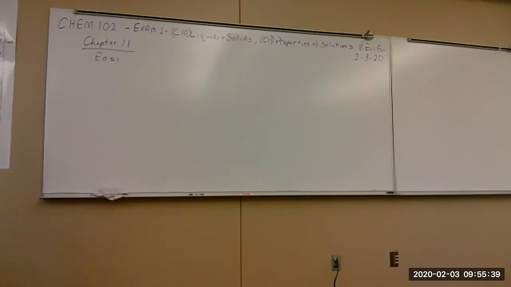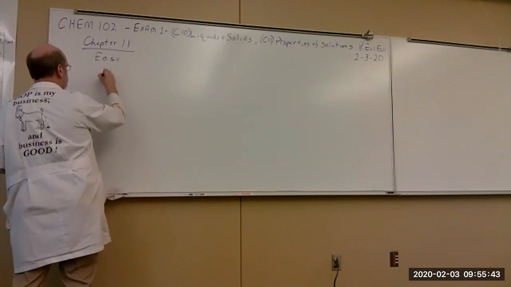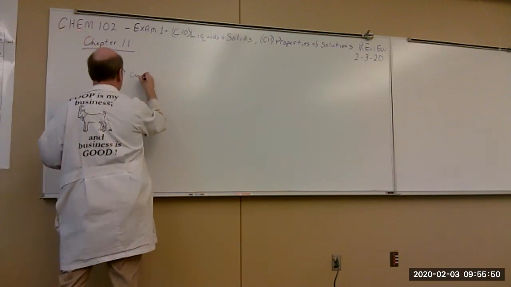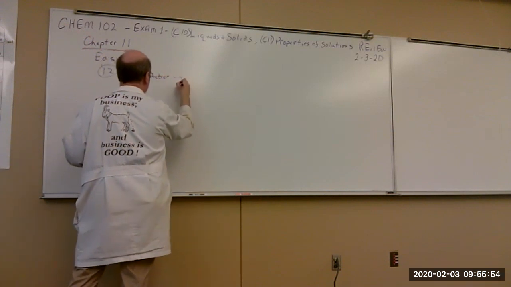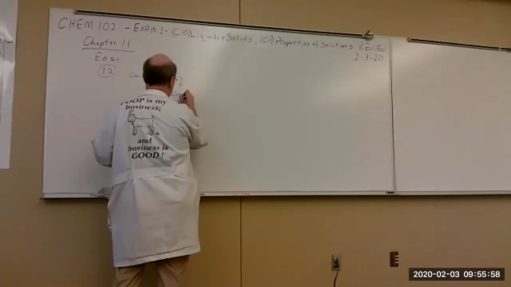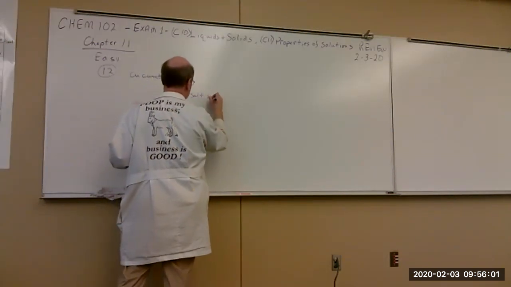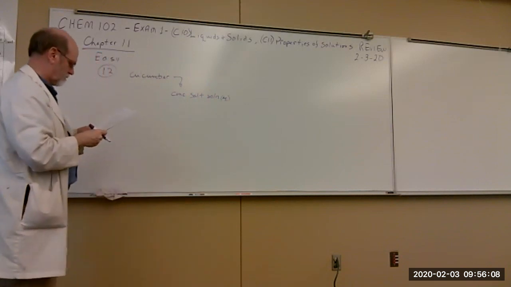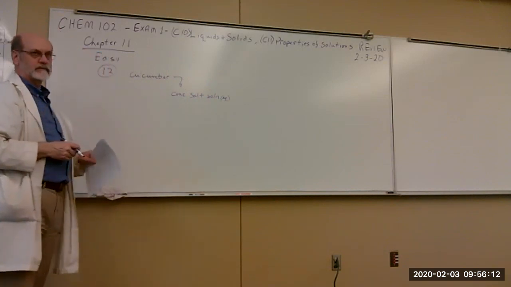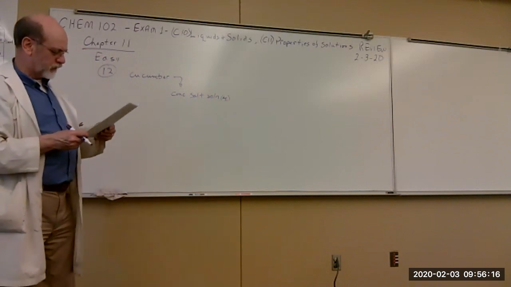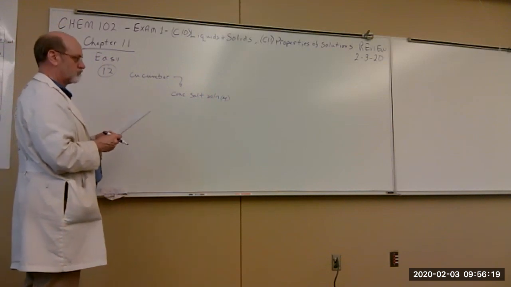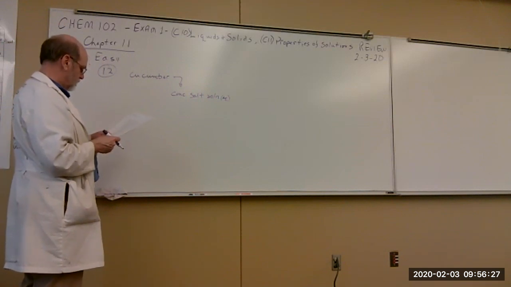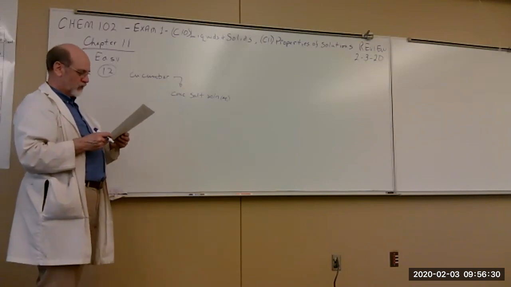How about this one? I'm surprised that so many of my students don't get this one right. Okay, we're going to cut a piece of cucumber and put it in concentrated salt solution, aqueous salt. Okay. What's most likely going to happen? A, water will flow from the cucumber to the solution. Or B, water will flow from the solution to the cucumber. Or C, salt will flow into the cucumber. Or D, salt will precipitate out.